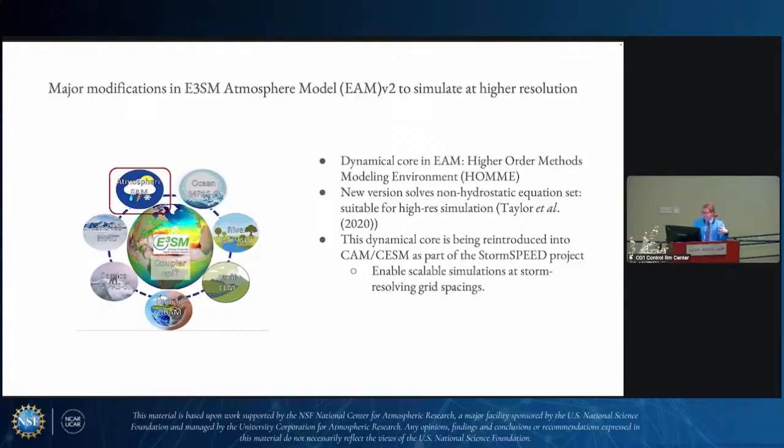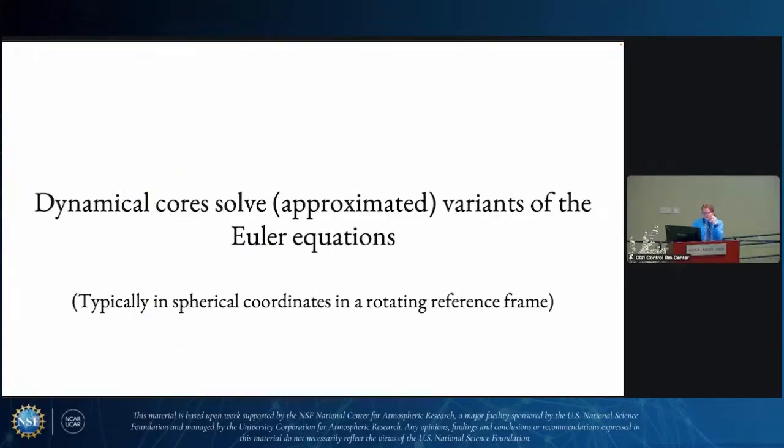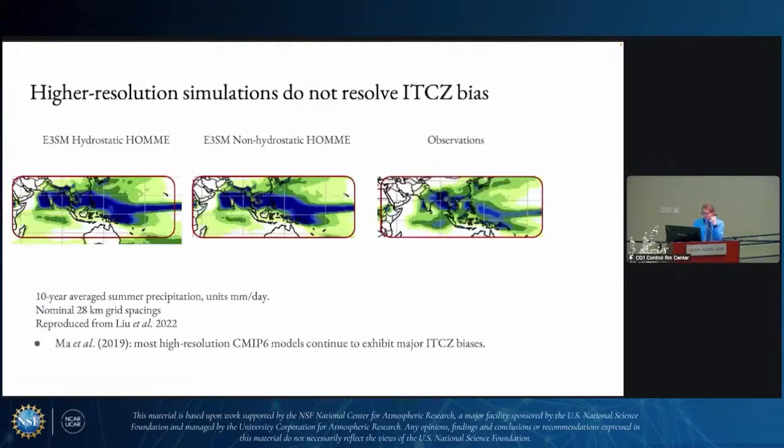And this new version of their dynamical core solves the non-hydrostatic equations of motion and is more suitable for high-resolution simulations. It's the non-hydrostatic HOMME dynamical core, sort of a sister dycore to CAM-SE, and it's being reintroduced into CAM and CESM as part of the STORMSPEED project. So what I'm talking about today is basically results from E3SM and CESM.